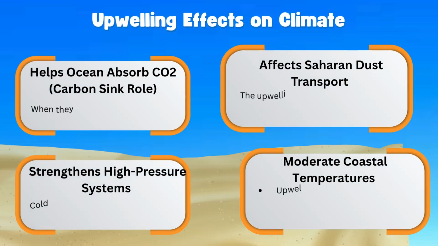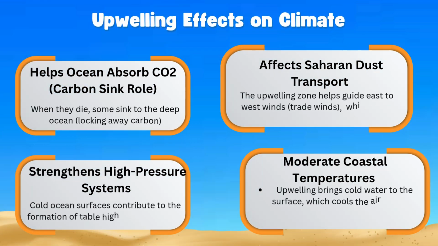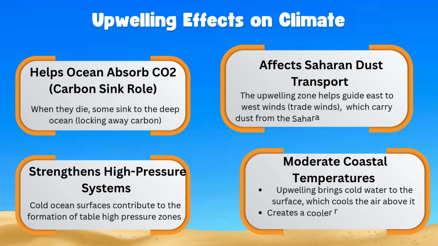Finally, let's look at the climate effect. Upwelling plays a role in cooling the coast. By bringing cold water to the surface, it helps moderate temperatures along the North Atlantic coast of Africa. That's why coastal cities are often cooler than inland desert areas. It also strengthens high pressure systems like the Azores High, which affect regional wind and rainfall patterns. Another interesting impact is that it helps transport Saharan dust across the Atlantic Ocean. The trade winds carry this dust all the way to the Amazon, where it helps fertilize rainforests.